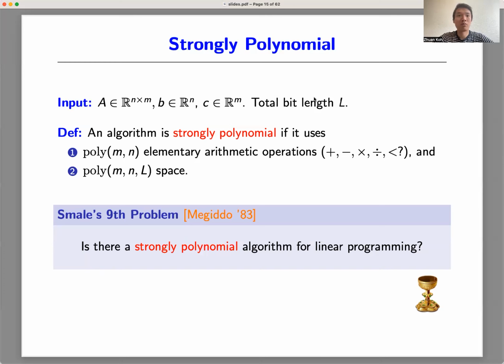An outstanding open problem in the theory of linear optimization is whether there exists a strongly polynomial algorithm for LPs. This is also called Smale's 9th problem, and it was first introduced by Megiddo in 1983.